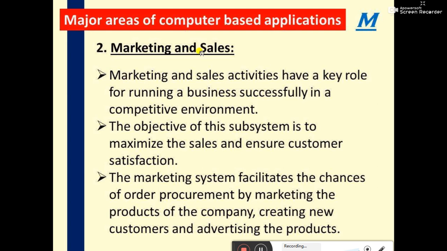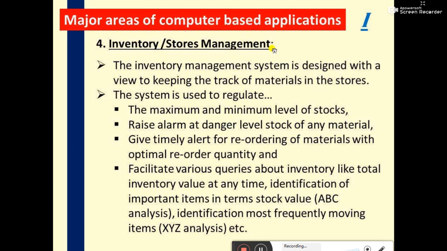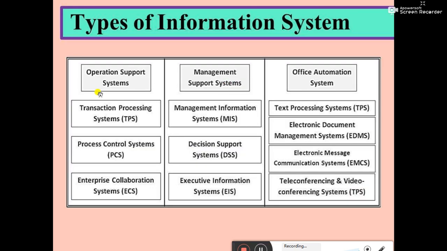There is marketing and sales area, there is human resource management area, there is inventory and stores management. Like suppose in our university, in the library we use OPAC. OPAC is a library management software. In that way there is health management software also, hospital management software also, or there are some other information systems also. So here you can see the basic flow chart of types of information systems. It can be operation support system, it can be management support system, it can be office automation system.